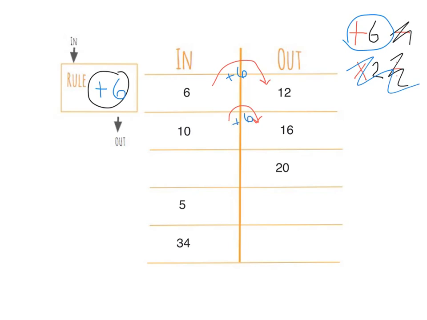Now I'm going to continue to fill in my table. So something + 6 is 20, or I can do it in reverse. 20 - 6 would be my in. So 20 - 6. I know 20 - 5 is 15. Subtract one more, and I have 14. Okay, 5 + 6 is 11. And then I have 34 + 6. If I do 34 + 5 would be 39. One more would be 40. So that's how you solve in and out problems with addition and subtraction.